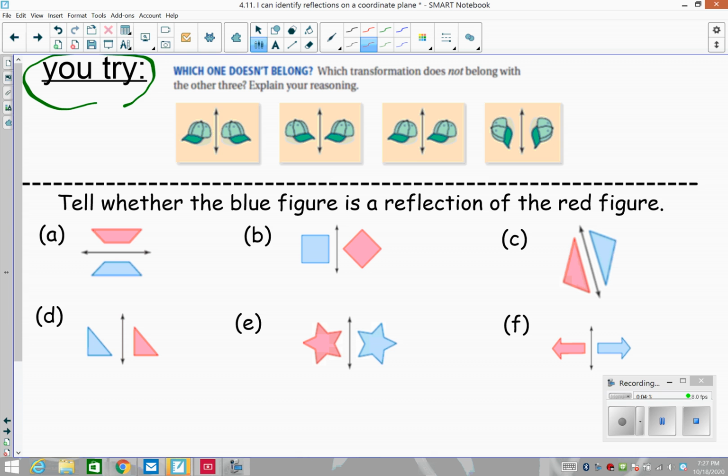and unpause. So hopefully you gave it a shot. Here's my line of reflection. Does this look like a reflection? Yes. Here's my line of reflection. Does this look like a reflection? Yes. Here's my line of reflection. Does this look like a reflection? No. This looks like a translation.